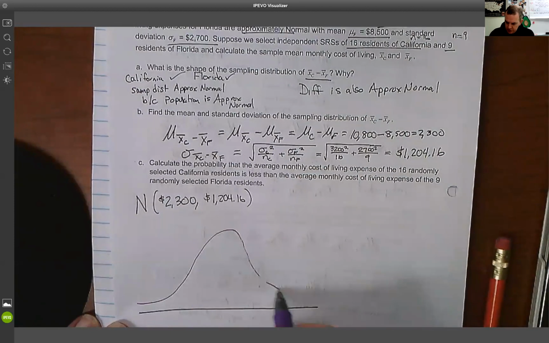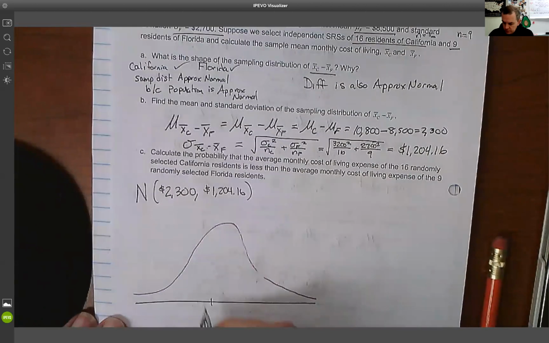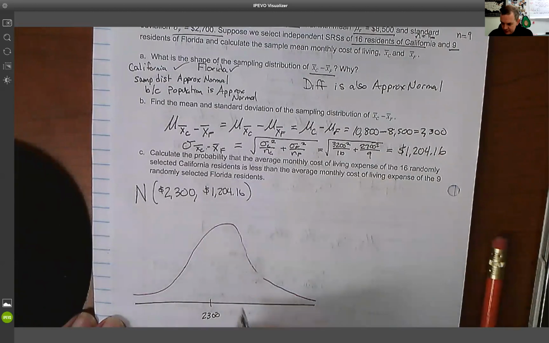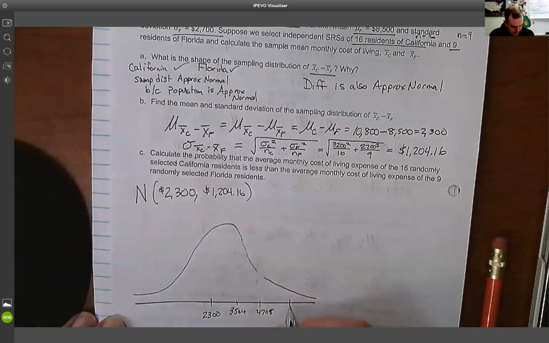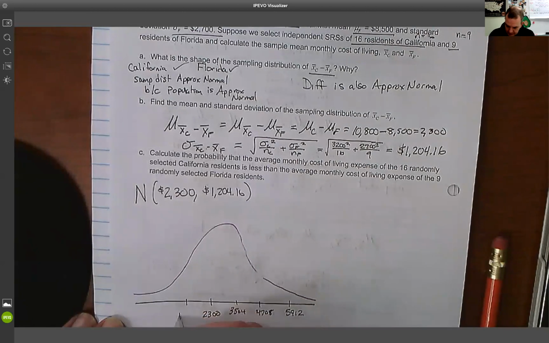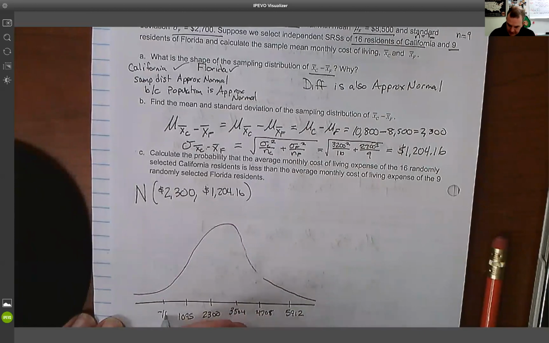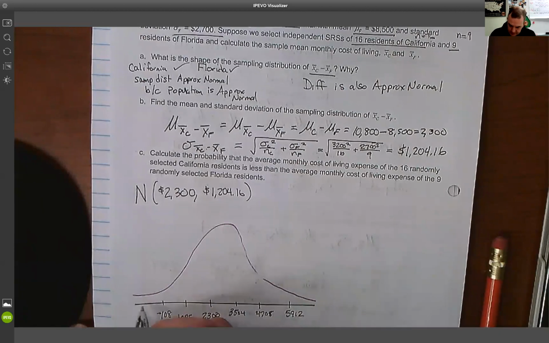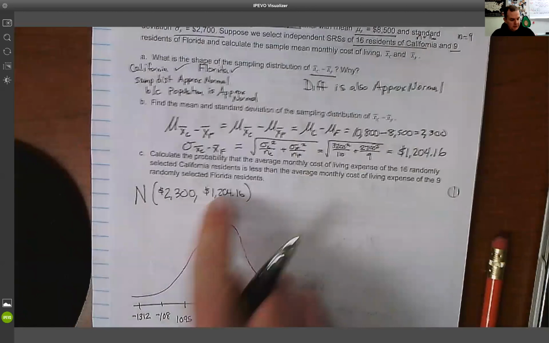So again, if I drew the picture, this is what the sampling distribution is going to look like. It's going to be centered at 2,300. I'm just going to do it in dollars. I'm not going to worry about the cents because the cents are small enough. This is 3,504. This is 4,708. This is 5,912. This is 1,095. This is negative 108. And this is negative 1,312. So that's what the distribution of this thing looks like.